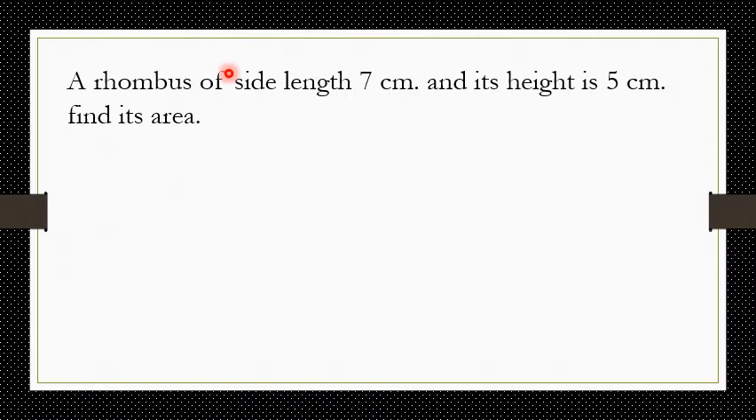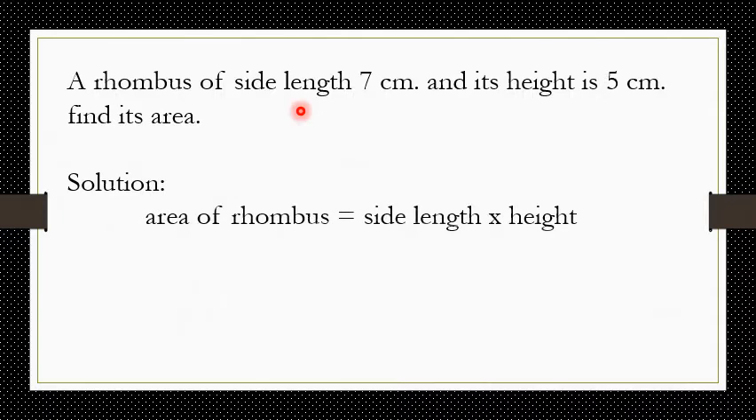Now if we have a rhombus with side length equals 7 centimeter and the height is 5 centimeter, and we want to find the area of the rhombus. We said before that area of rhombus equals side length by height, so we will substitute in the formula. So area equals 7 by 5, 7 side length, 5 height. So area equals 7 by 5 equals 35.